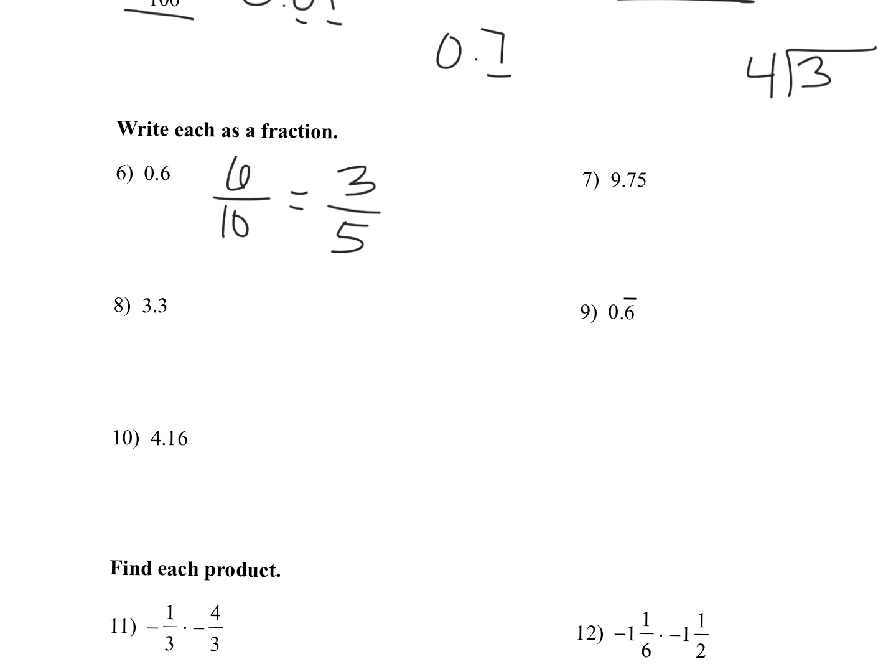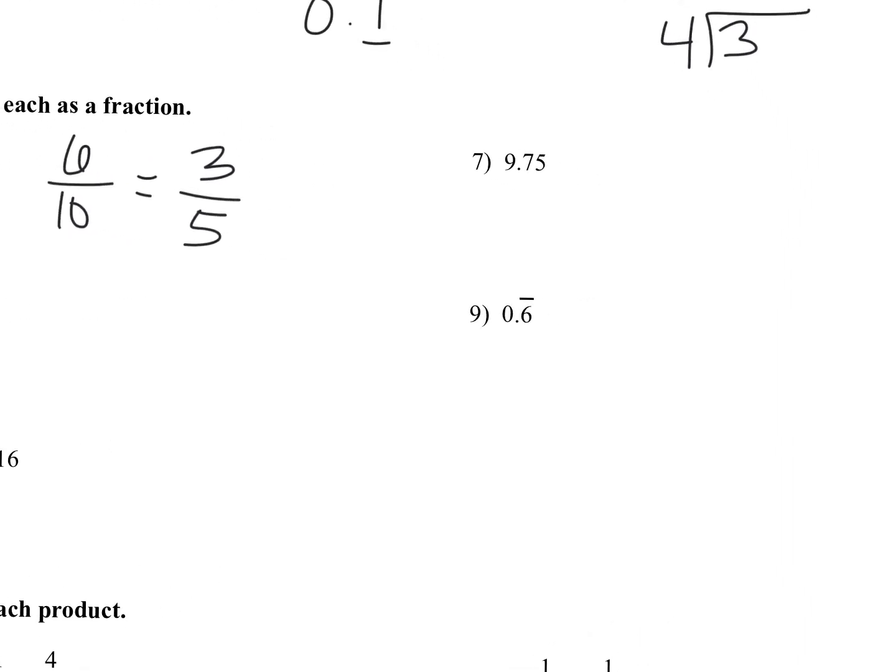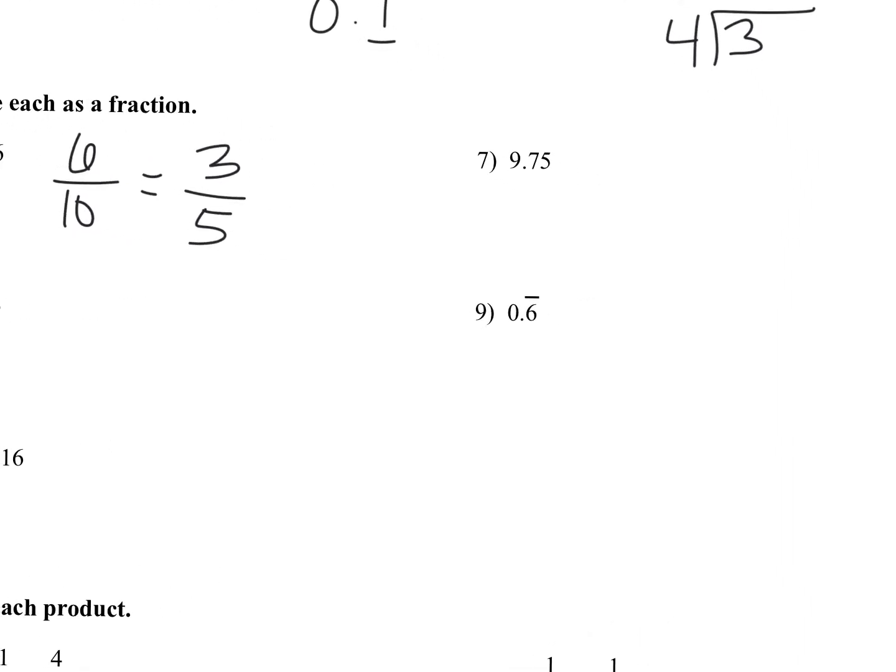On number 7, what is that 9 out in front? It's our whole number. So that just comes out in front, and then write the 0.75 as a fraction. How would you write that? It would be 75 over 100, but you get this first, right? And then you would reduce, right? Everyone with me? That's how we would get the 3/4, because 25 goes into both of those.